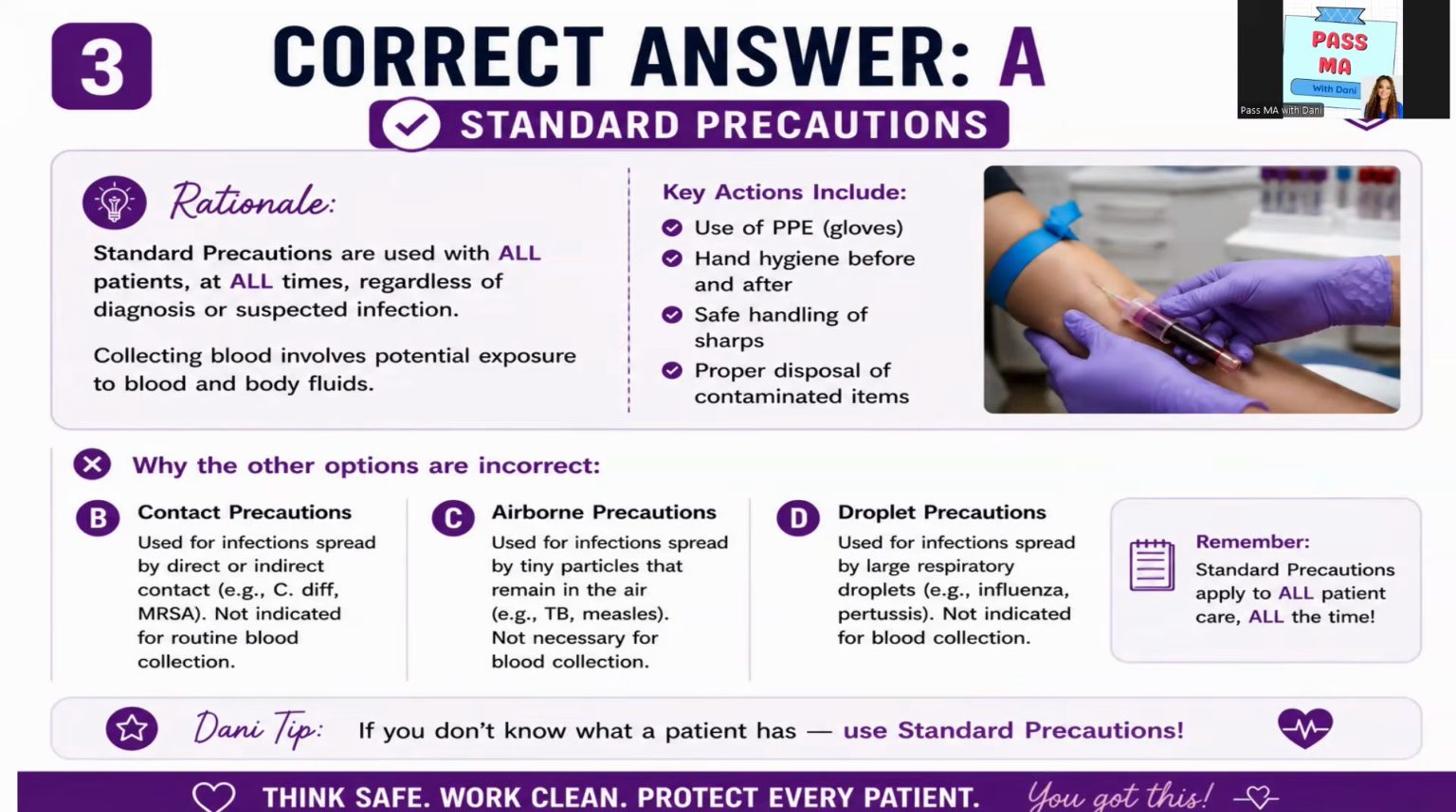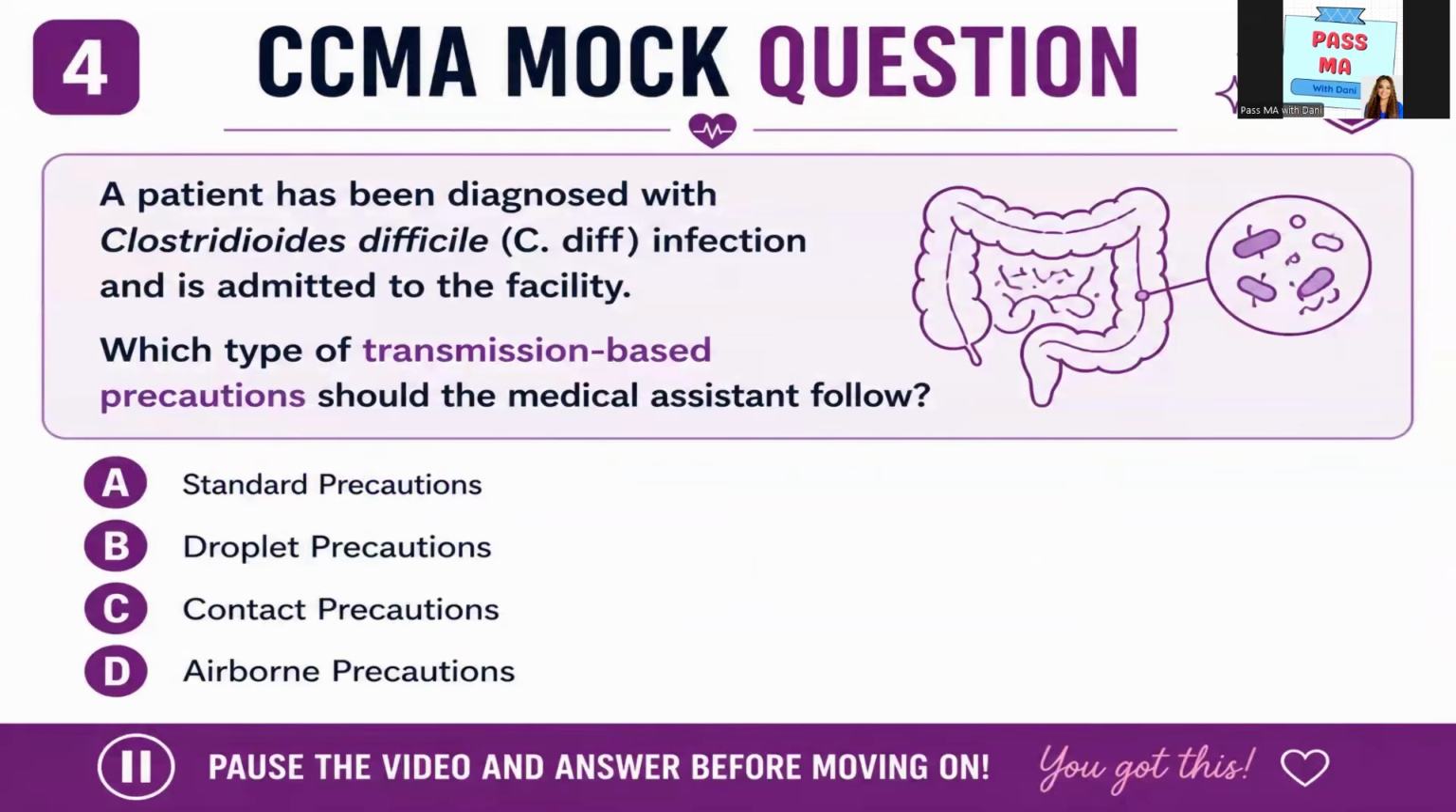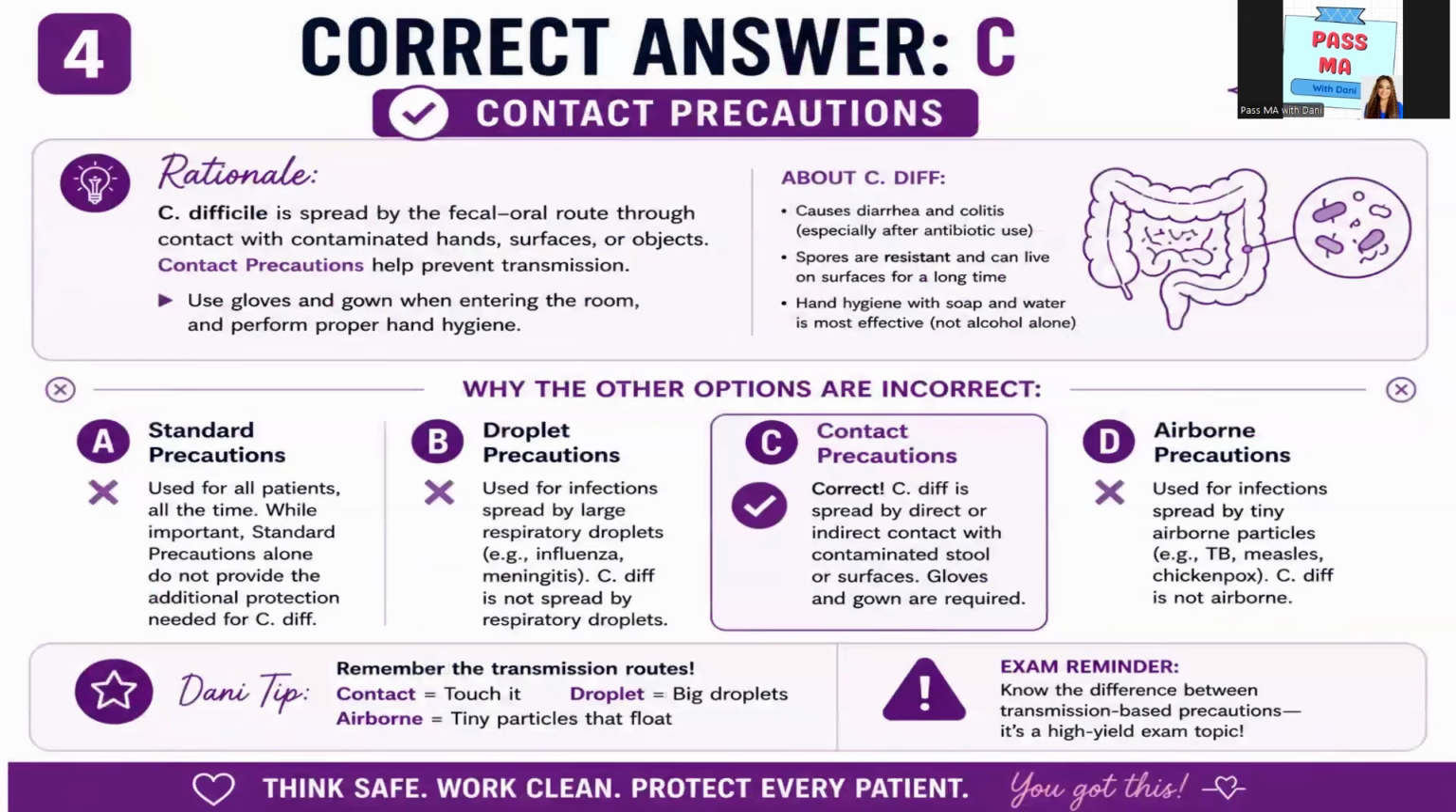All right, next question. A patient has been diagnosed with C. diff and is admitted to the facility. Which type of transmission-based precaution should the medical assistant follow? Would it be A, standard precautions, B, droplet precautions, C, contact precautions, or D, airborne precautions? Again, pause if you need to think about your answer and then resume the video. If you said C, then you are correct.